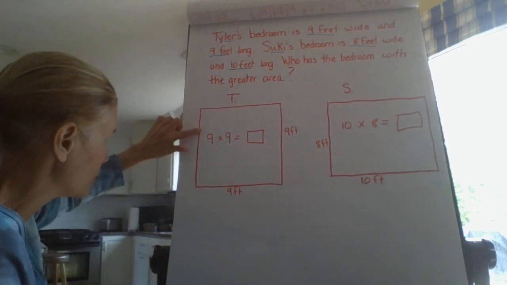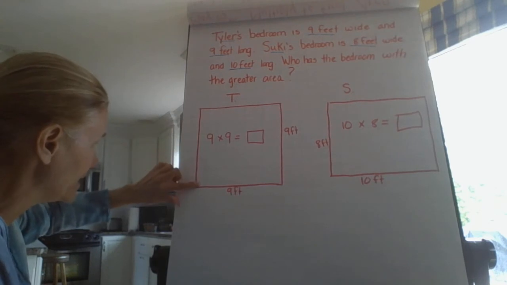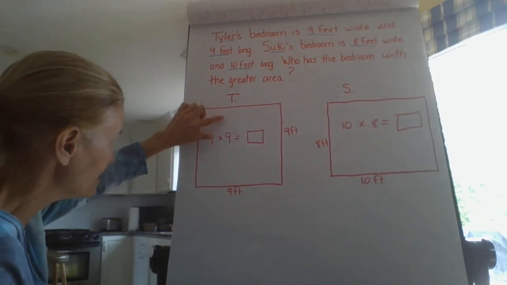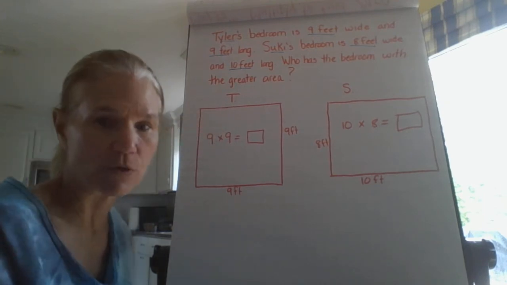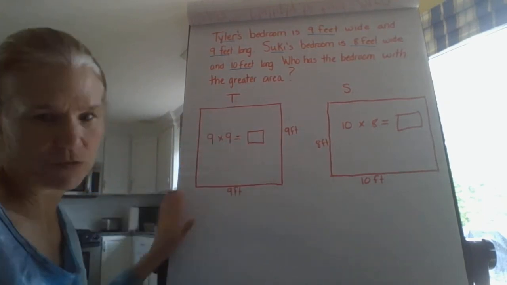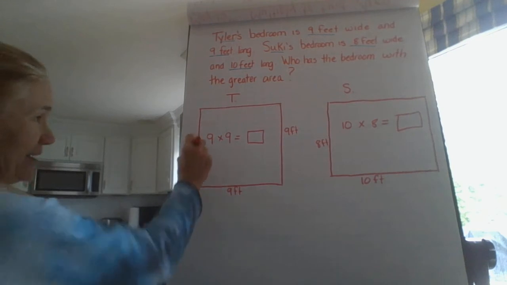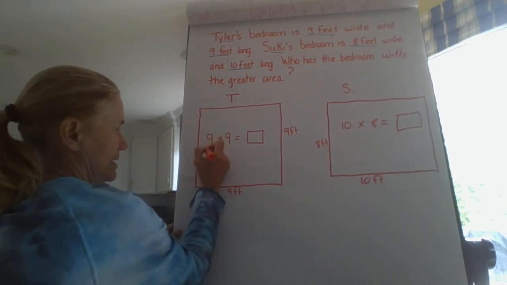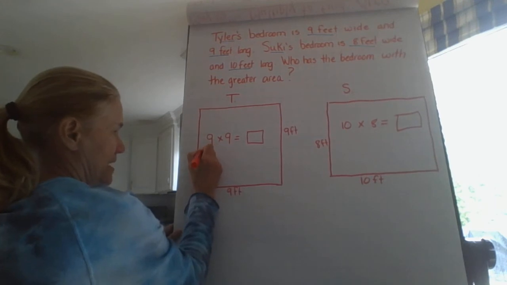I can say 1, 2, 3, 4, 5, 6, 7, 8, 9, 10, 11, 12, 13, 14, 15, 16, 17, 18, 19, 20, 21. And I can keep going. It's going to take me a long time. It's a lot of squares. Or I can say, 9, what am I going to do? 9 can become, I like my 5 and my 4.